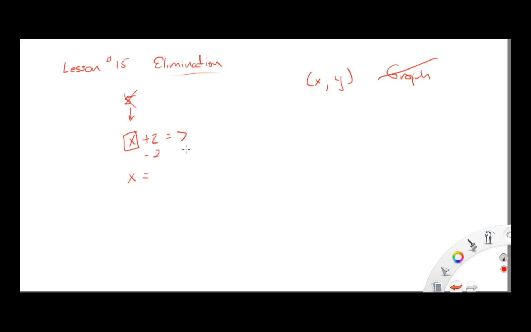Well, we're going to subtract 2 from both sides, and if you notice, I am eliminating this 2, and the whole point of today is elimination. So what am I left with? Well, I'm left with 7 minus 2, which is x equals 5. So if I substituted the 5 for x and said 5 plus 2 equals 7, I can see that my work is correct. Okay, so with that kind of idea, we're going to have two equations.